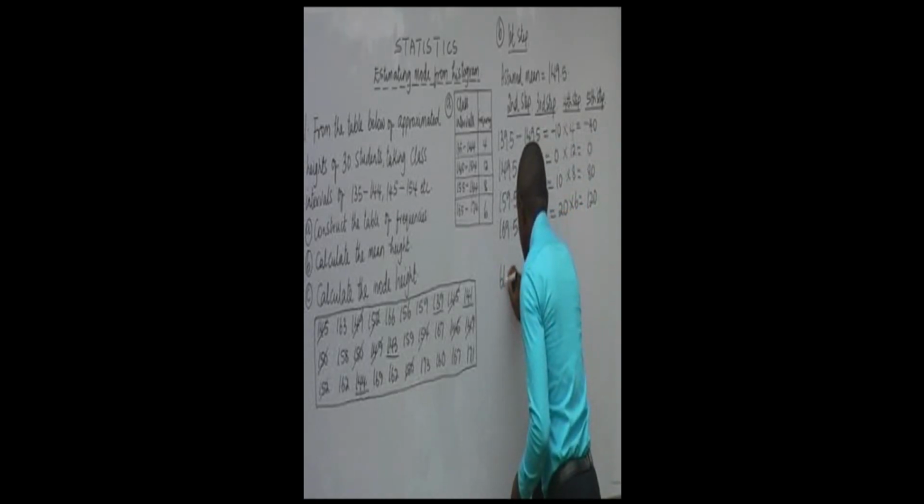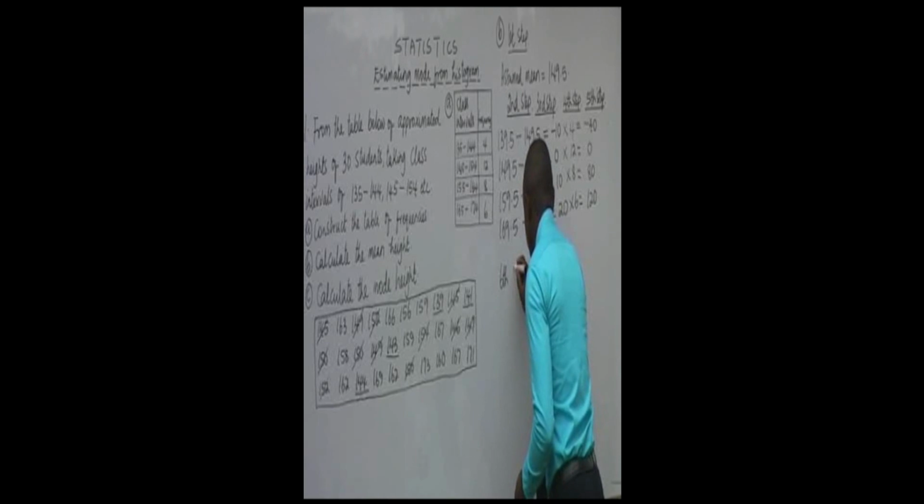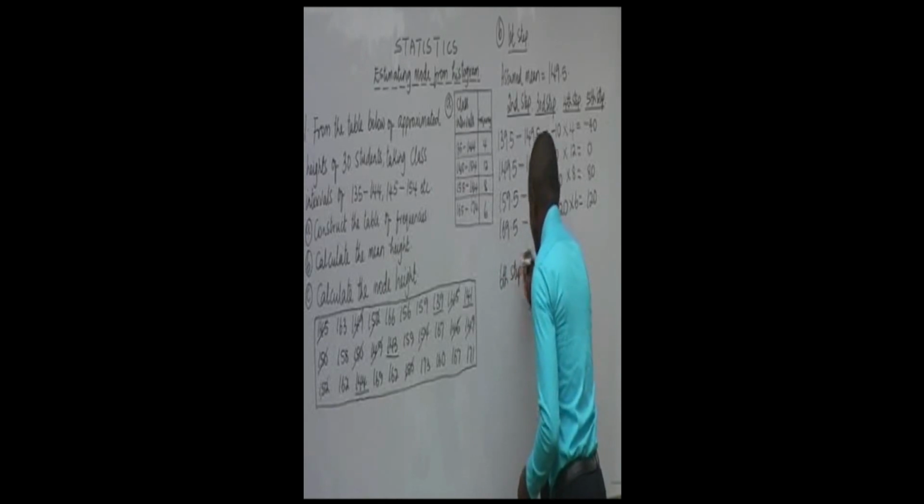Now the sixth step. Let me continue it here because we no longer have space over there. The sixth step: find the sum of these values. Add these values together. 80 plus 120 will give you 200. Minus 40 will give you 160. Plus 0 will remain 160.